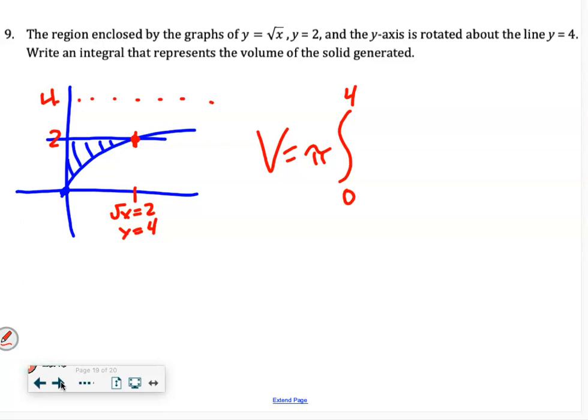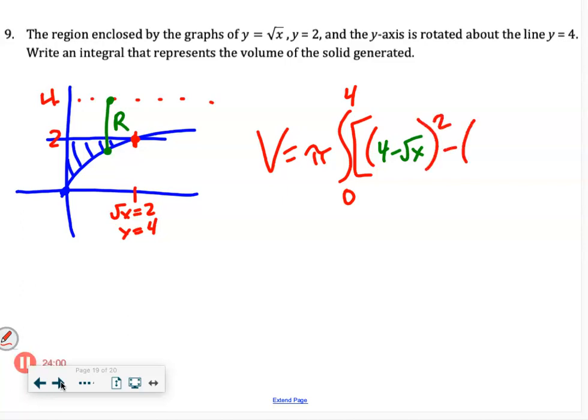All right, so 0 to 4 of, so big R, go from your axis to the further away function, top minus bottom, so 4 minus root x, squared, minus, okay, little r, start from your axis, go to your nearer boundary, that's little r, 4 minus 2. It's just set up? Okay, there you go.